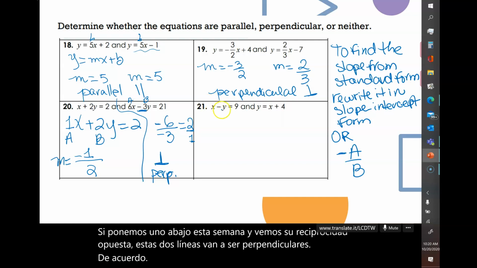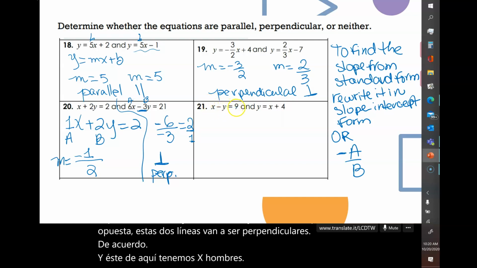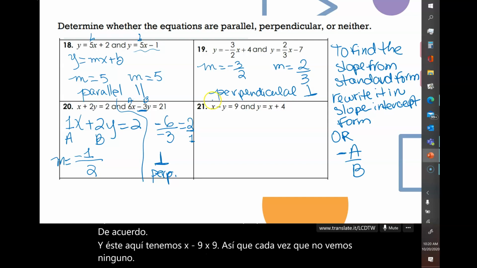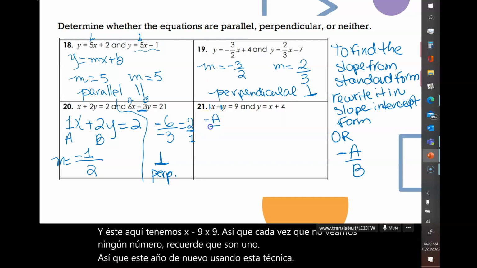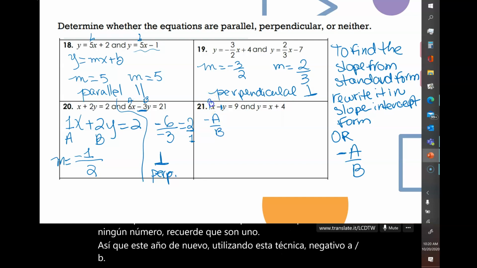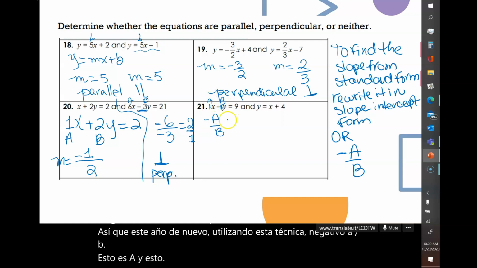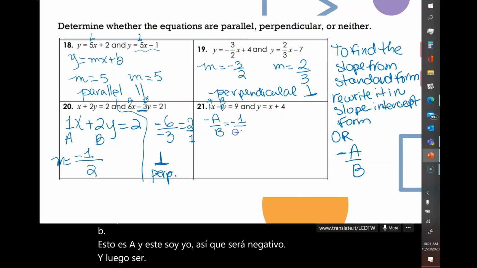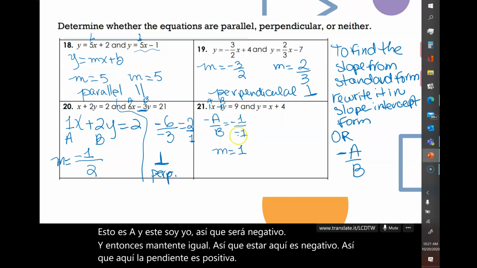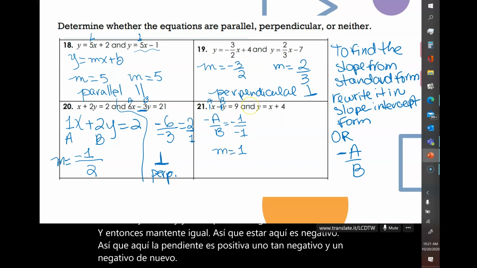And this one here, we have x minus y equal 9. So whenever we do not see any numbers, remember those are 1. So this here, again, using this technique, -a over b. This is A and this is B. So it will be -1, and then B stays the same. So B here is -1. So here the slope is +1. So a negative and a negative, again, will give you a positive.